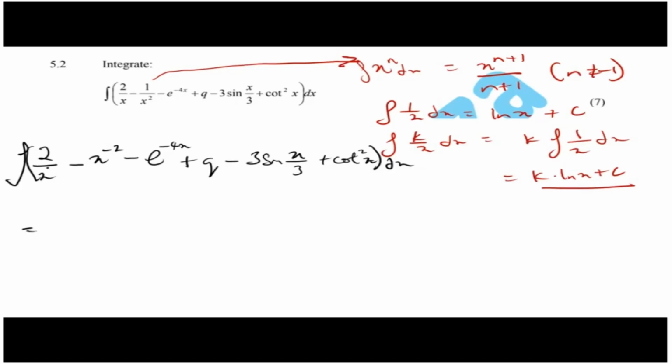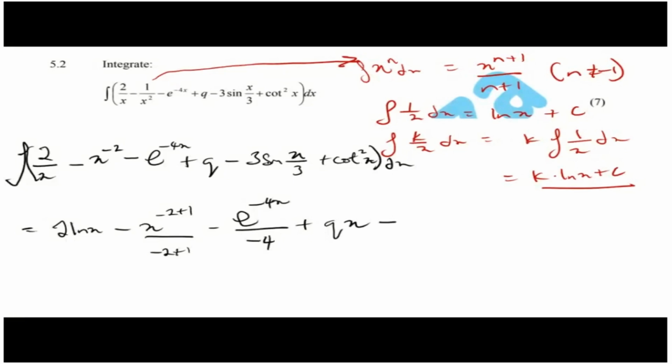So if we integrate now, you can see when you start integrating, that integral sign and the dx goes away. Is that fine? So it becomes 2 ln x, then x raised to the power minus 2 plus 1 over minus 2 plus 1. How do you integrate this one? This is e to the power of -4x over -4. Then what is the integral of q? It's a constant, it's just q times x.